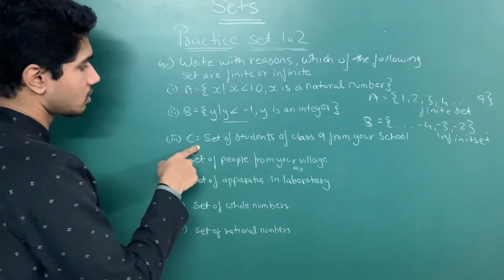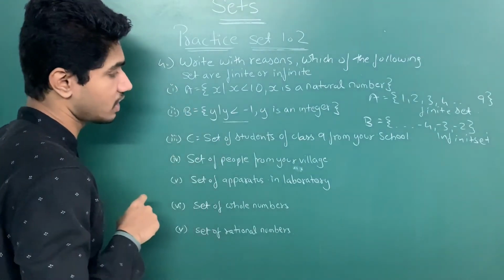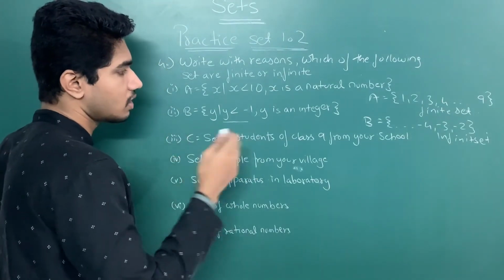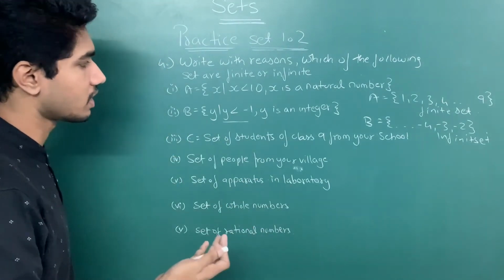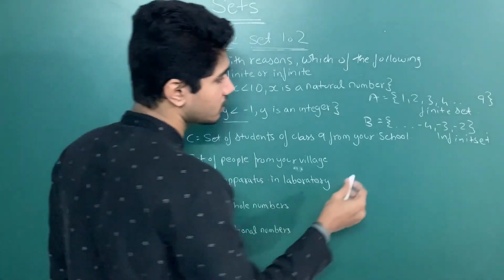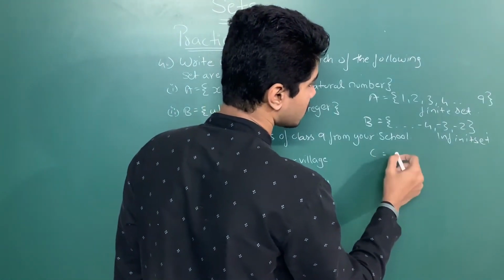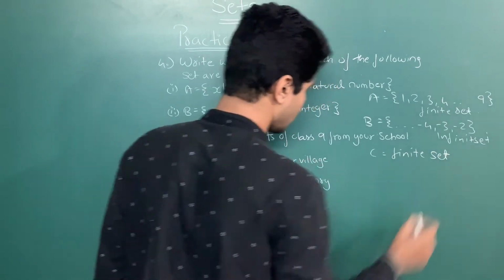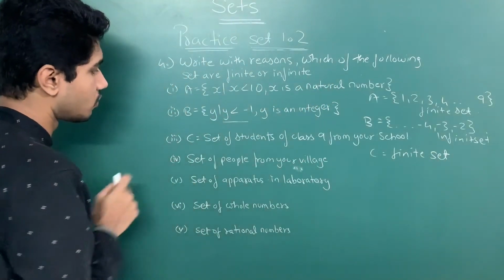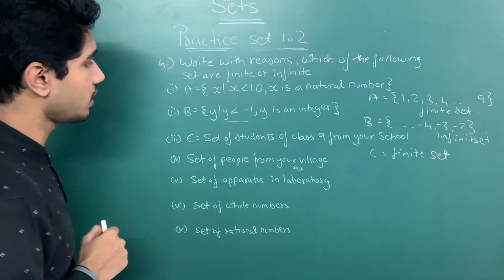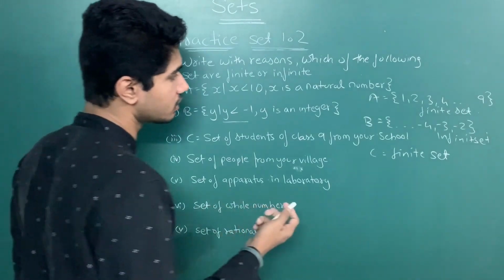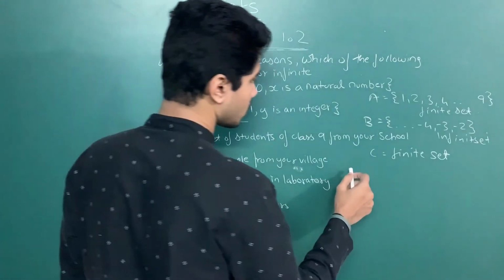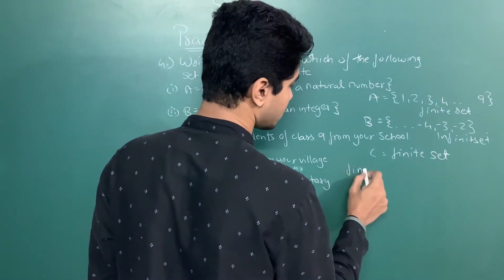Set C is a set of students of class 9 from your school. Therefore, this type of set, आपको पता है कि आपकी क्लास में कितने बच्चे लोग हैं, so it is countable. Therefore, C is a finite set. Fourth question, set of people from your village. This is also countable. This is also limited. So therefore, it's a finite set.